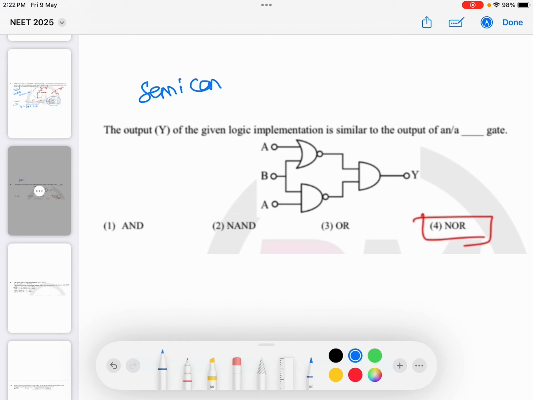Semiconductors is the main topic, and the topic goes to logic gates. So the first one is the NOR gate. Your output is (A or B) whole complement. The second gate is the NAND gate. Your output is (A and B) complement.